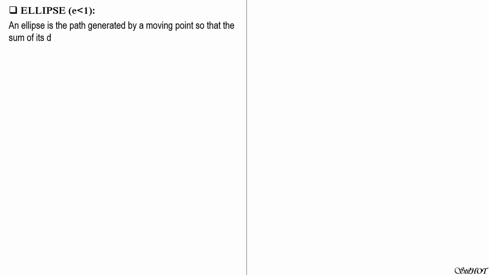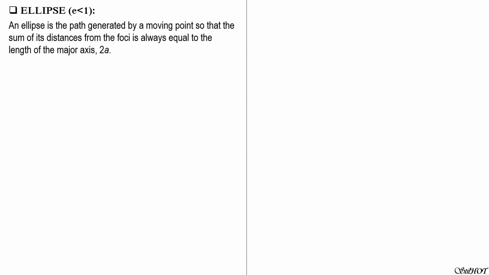So first, let's consider an ellipse with an eccentricity that is less than 1. We define an ellipse as the path generated by a moving point so that the sum of its distances from the foci is always equal to the length of the major axis, which is 2a.